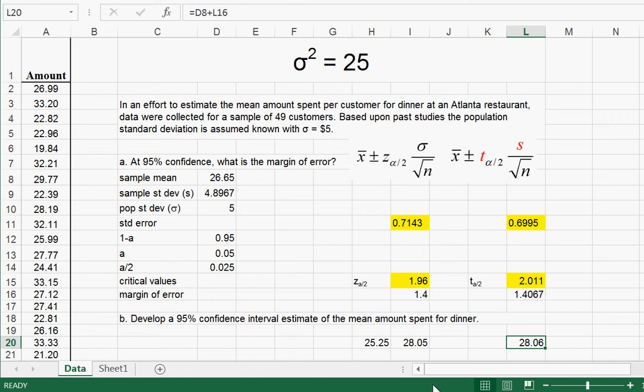Then over here, the lower limit for the sigma unknown case is the sample mean minus the estimated margin of error, right? Okay, so these two numbers are pretty close to these two numbers, right? Yep. So let me ask one last question. What's the probability that mu is in this interval right here? What's the probability that mu is in that interval?